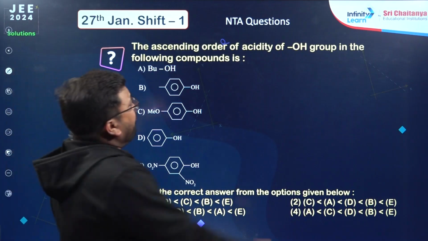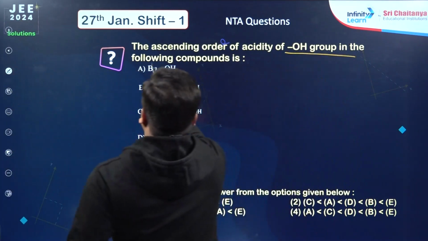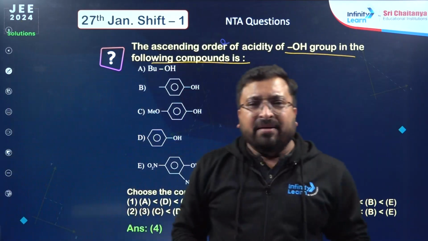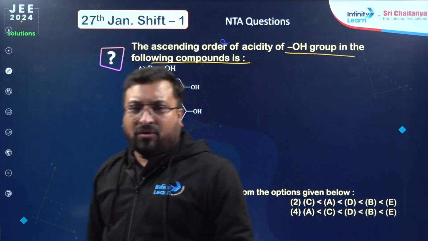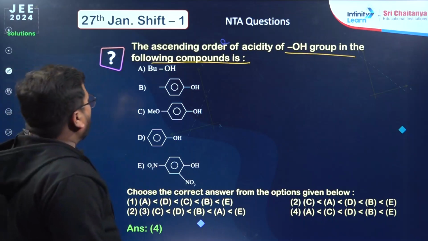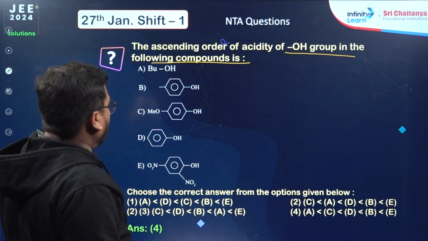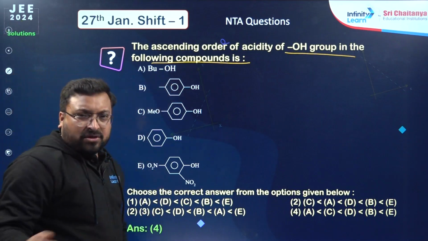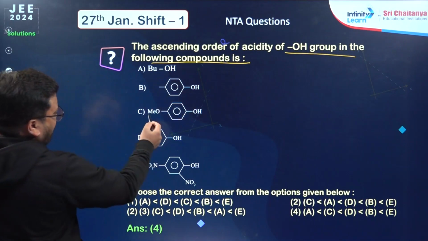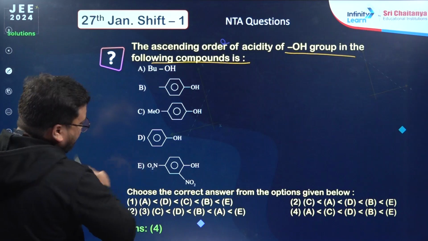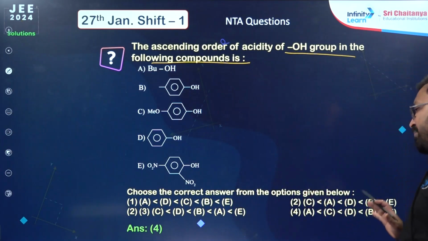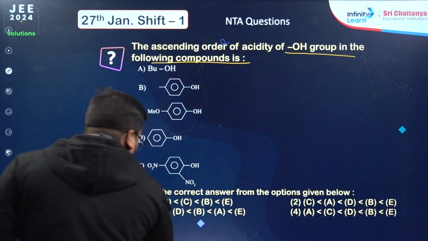The ascending order of acidity of the OH group in the following compounds. Once again, a very easy question. Same as the one you have already solved. Try to answer this. You have to find which option is most correct. Let's see, bachalo, this is butyl alcohol. So there is OH, there is OMe, there is OH, and there is NO2. You can directly rearrange which is worst and which is best. So try to find the answer. This is the third option.